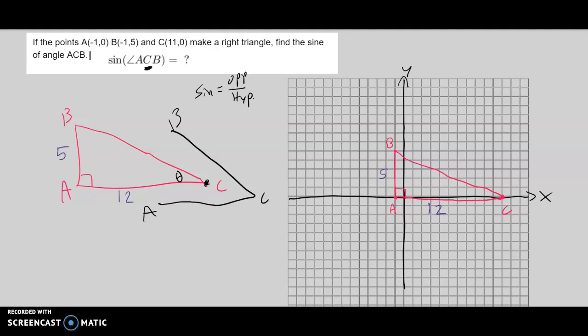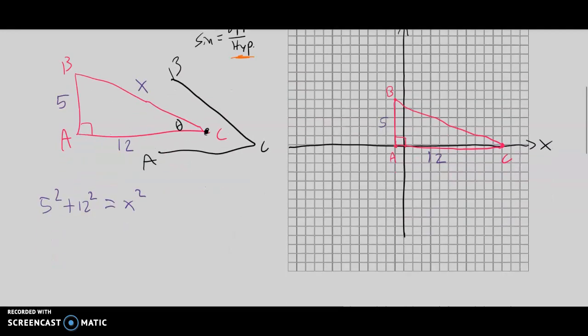So we've got 12 and 5. But I don't have my hypotenuse, so I still need a hypotenuse in order to solve for the sine. So what I'm going to do is use the Pythagorean theorem, because since this is a right triangle, I can say that 5 squared plus 12 squared has to equal C squared. Actually, C is kind of confusing because there's a point C. I'll just label this X, equal to X squared. So this is going to be 25 plus 144 equals X squared. And that means 25 plus 144 is 169, I believe.